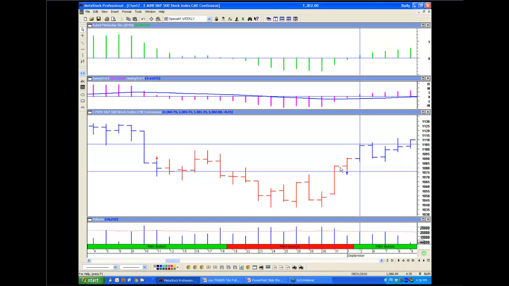Let's take a look at that one in a minute. Let me just go through some trade examples for you. Okay, so we got the buy signal here on the chart. We have all of our rules in.